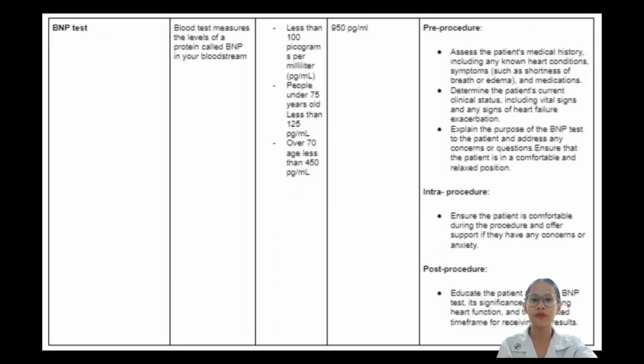And then lastly, for the BNP test, it is a blood test that measures the levels of a protein called BNP in your bloodstream. So the result for this is 950 ml, which is normal. So that's all for the laboratory and diagnostics examination result of the patient. Thank you.